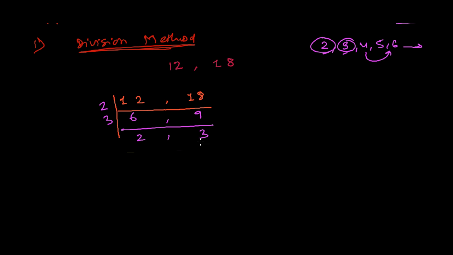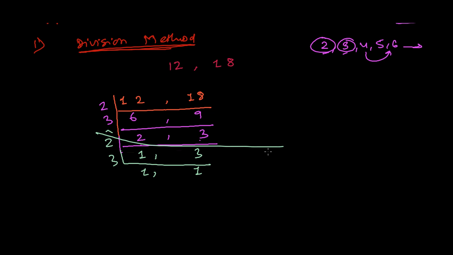Now you can stop here. There is no further number which can divide 2 and 3 together, because both are prime numbers. You can stop here, or if you want, you can write 1s also, like 2 times 1 and 3 times 1, but it is not necessary to do this. After this, there is no need to go on.